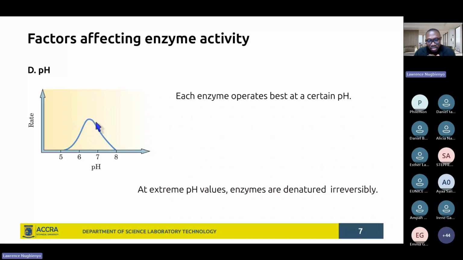Even in some instances, if the pH levels are extremely reduced or extremely increased, those can also result in denaturing of those proteins. If the deviation from the optimal condition in which the enzymes act is so large, you can have some denaturing of these proteins occurring.